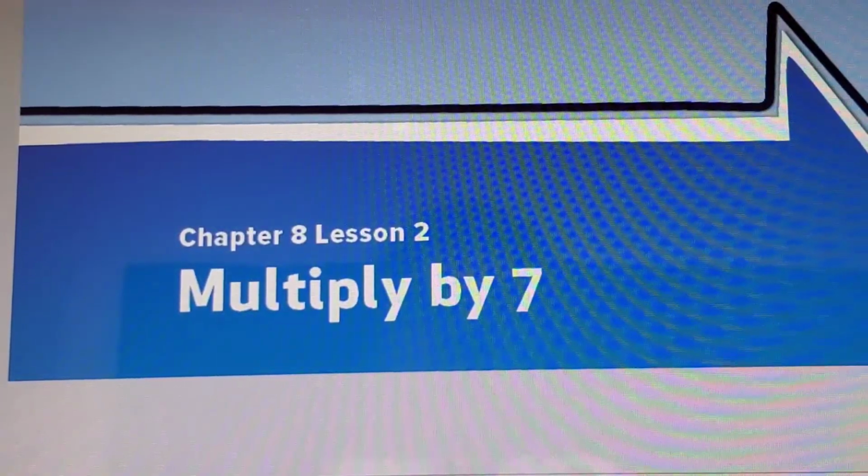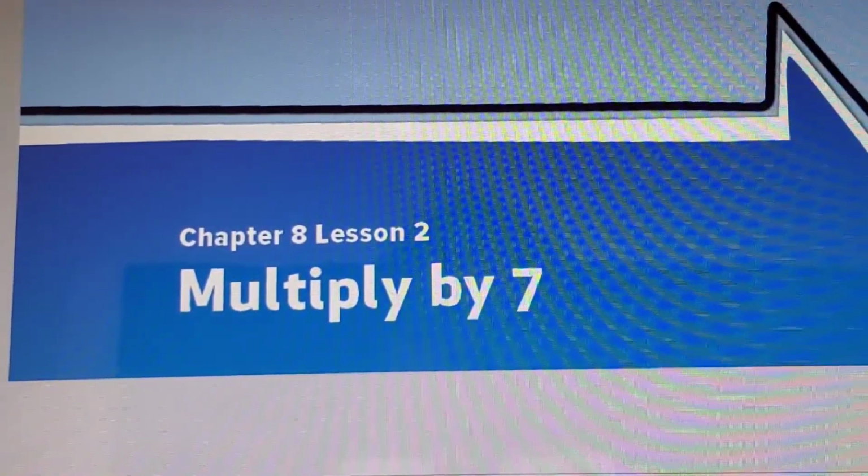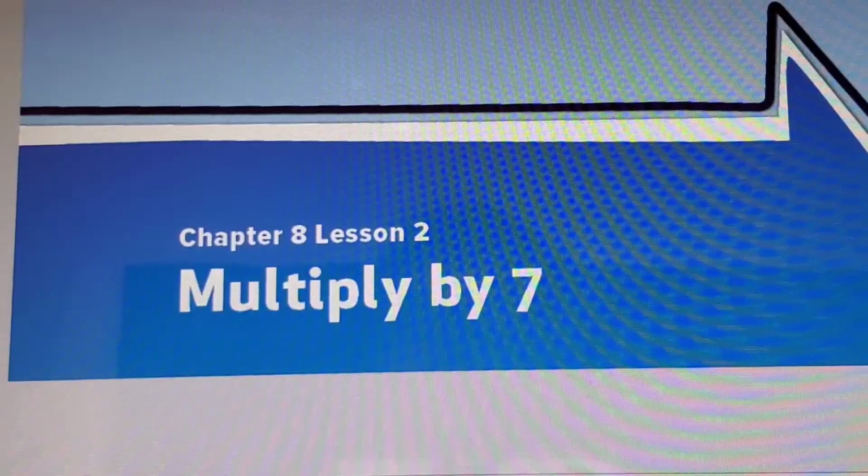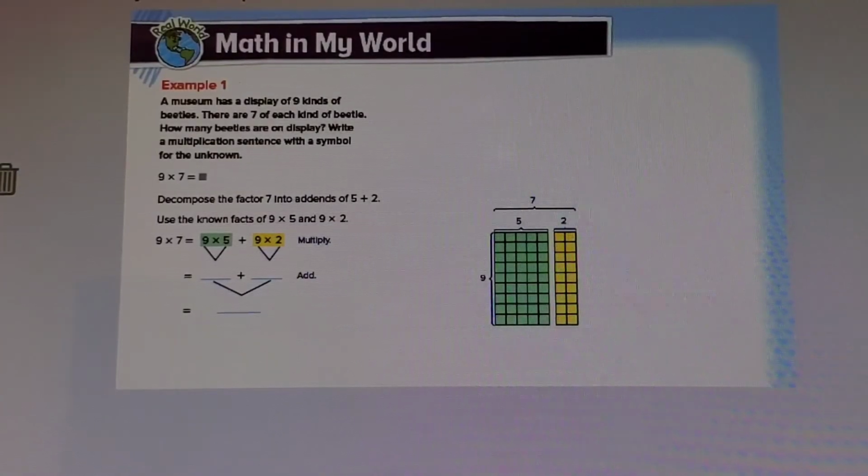This is what the top of your paper should look like. Math in My World, Example 1. A museum has a display of 9 kinds of beetles. There are 7 of each kind of beetle. How many beetles are on display? Write a multiplication sentence with a symbol for the unknown. So we have 9 kinds times 7 of each kind equals unknown.